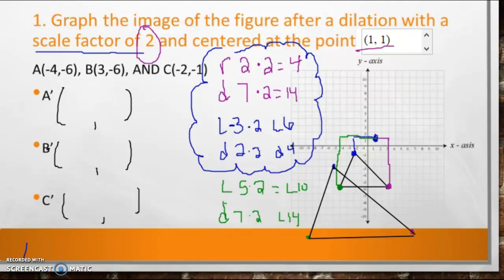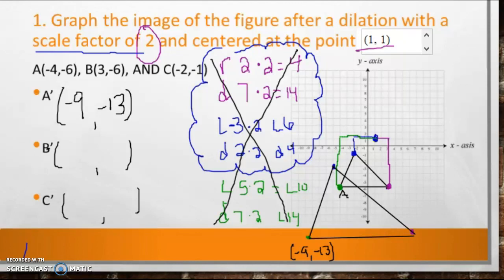Oh yeah, I did label them A. Okay, so the green one was A. So let's see, we ended up on -9, -13. So that would have been our answer for A prime. And that's when you do have to make sure that the signs are correct. All the rest of this was just chicken scratch, just to help me out. Anyway, so you would fill in your ordered pairs, and that would be your answer.